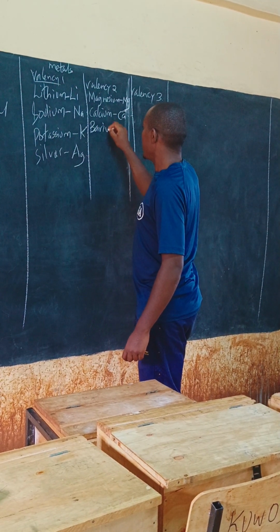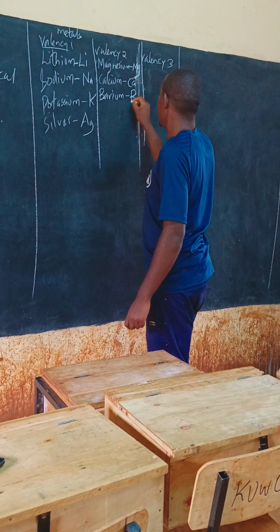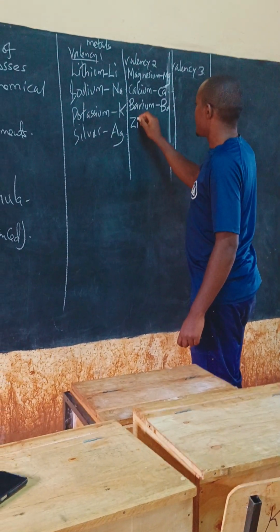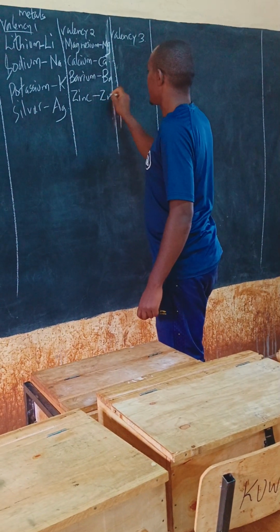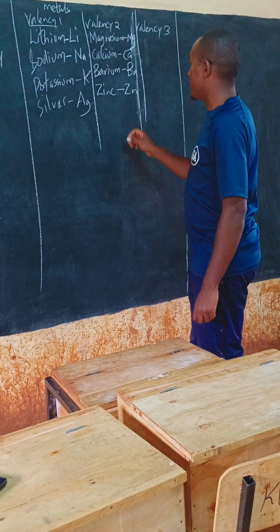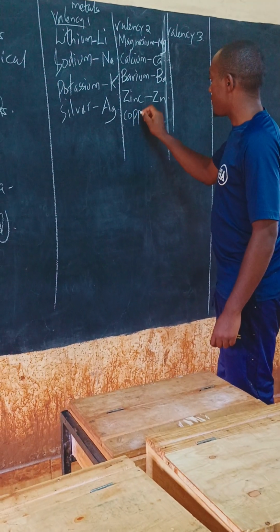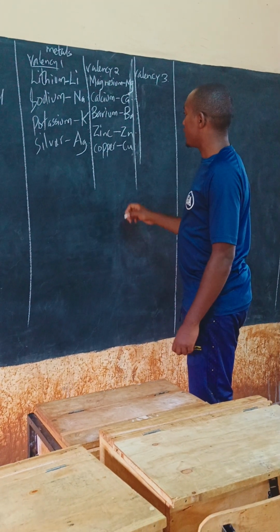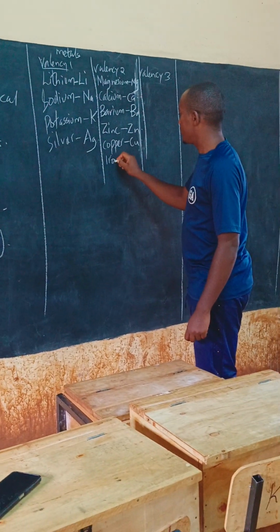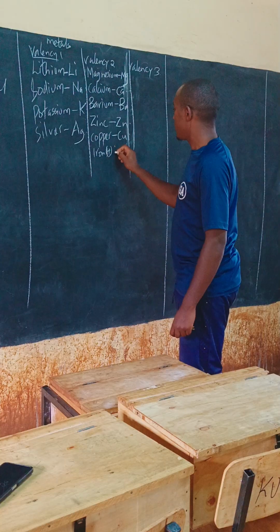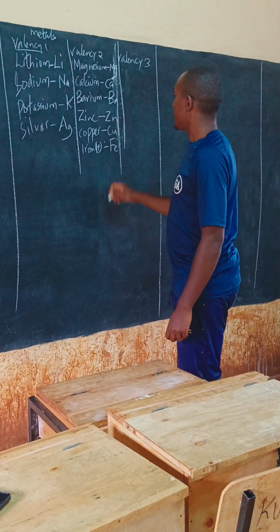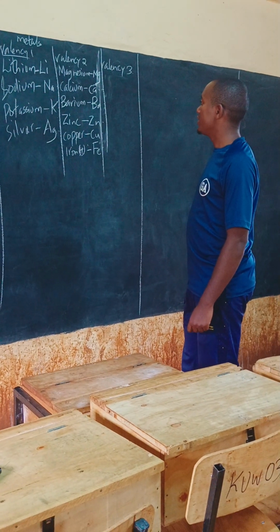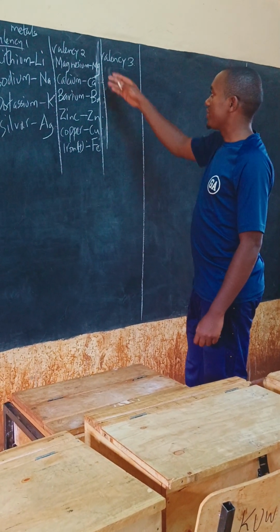Barium, Ba. Zinc, Zn. Copper, Cu. Iron 2, Fe. What else do we have here? Barium is inside, calcium is there. So those are the metals in valence 2.